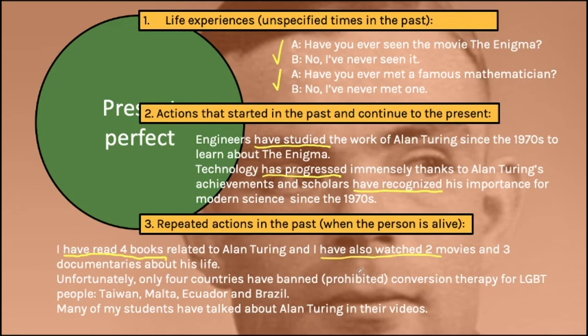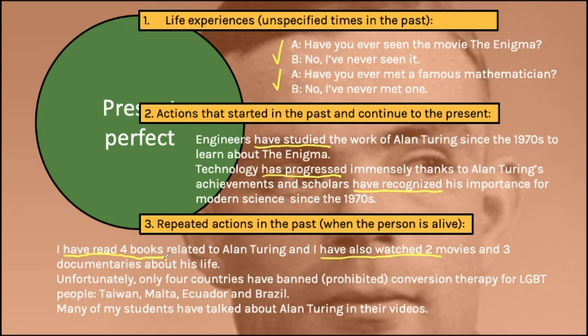Unfortunately, only 4 countries in the world have banned or prohibited conversion therapy for LGBT people: Taiwan, Malta, Ecuador, and Brazil. The rest of the countries in the world have not banned conversion therapy.